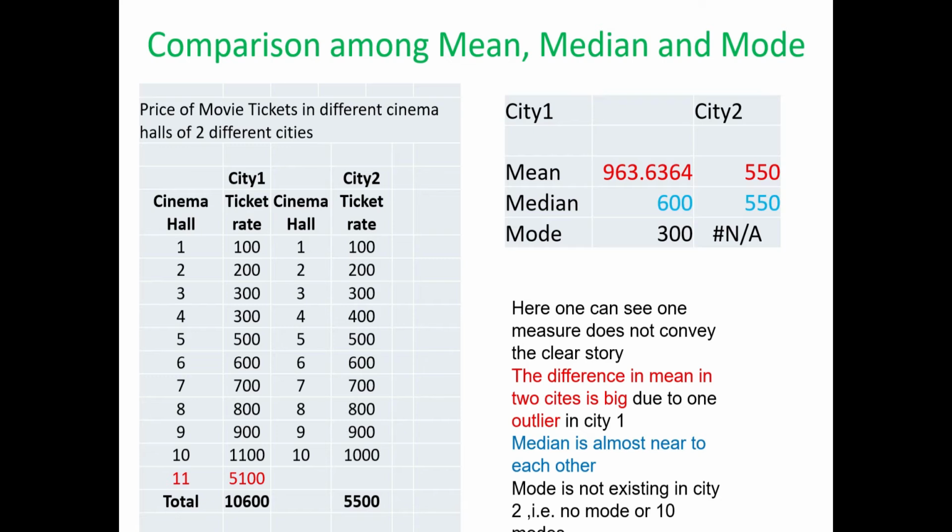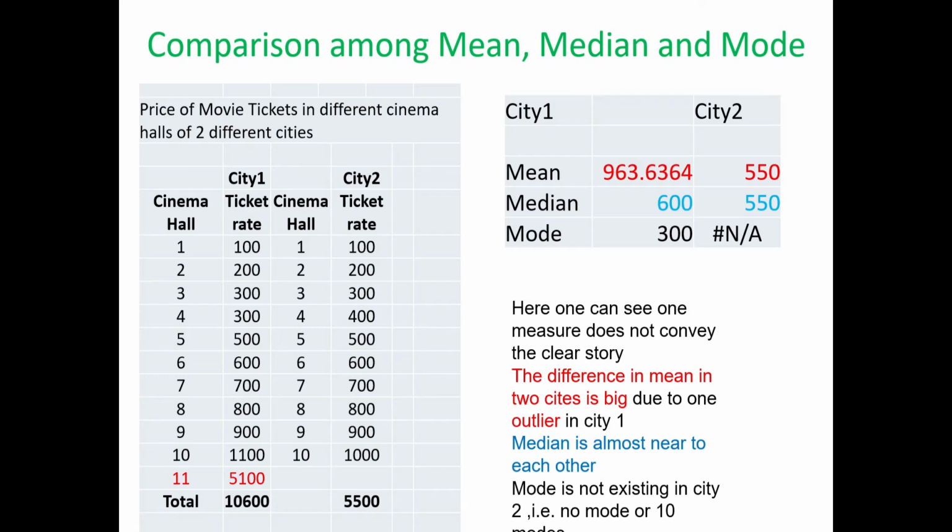Just compare with this example among mean, median and mode. Now we have taken the price of a movie ticket in different cinema halls of two different cities. Cinema halls 1 to 11 in city 1, the ticket rates are 100, 200, 300, 300, 500, 600, 700, 800, 900, 1100 and 5100. And in city 2, there are only 10 cinema halls, so their tickets are 100, 200, 300, 400 up to 1000. So total of city 1 is 10,600 and total of city 2 is 5,500.